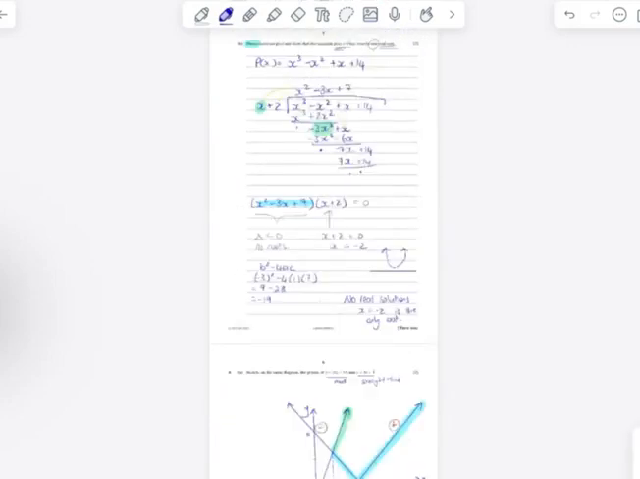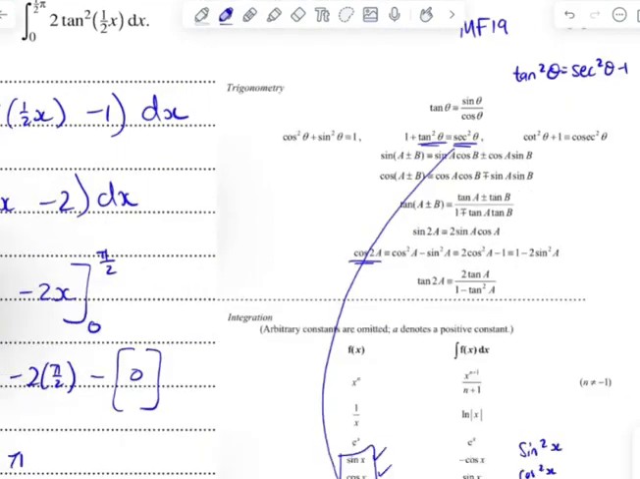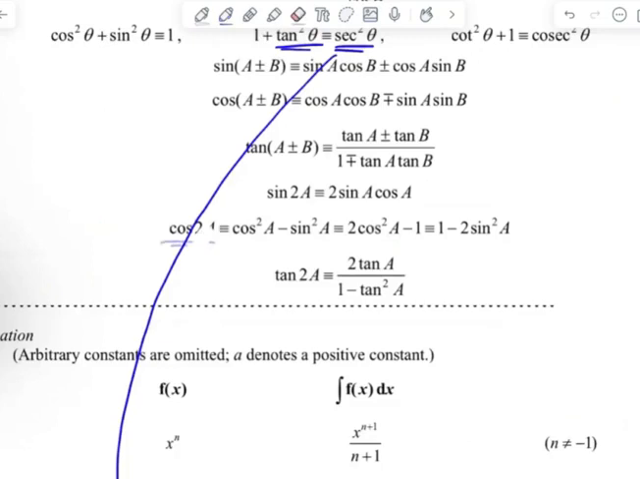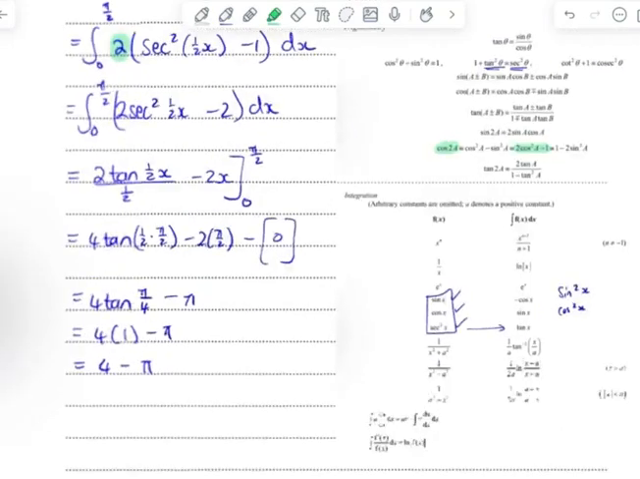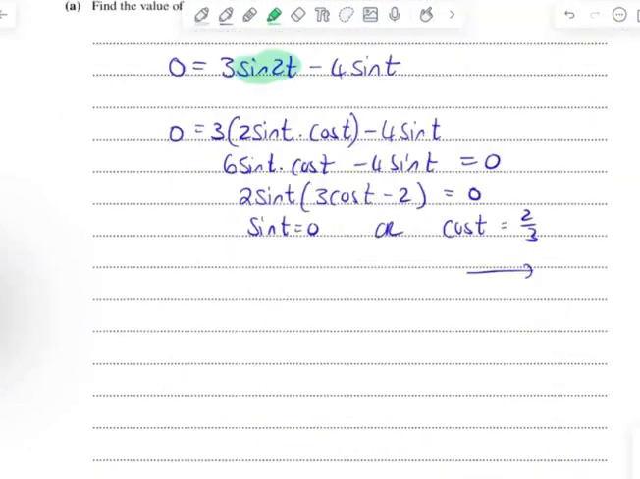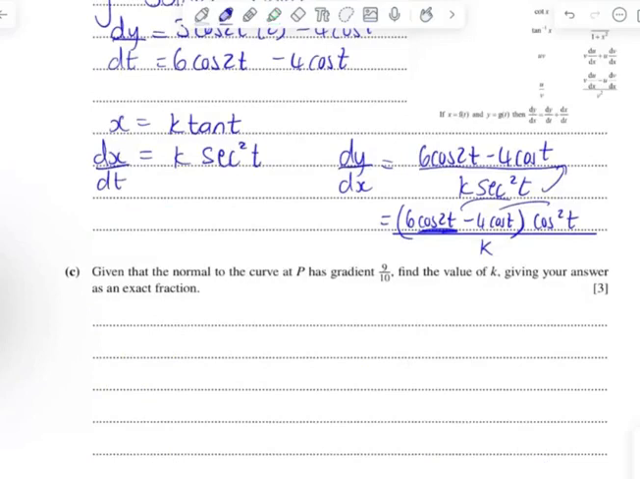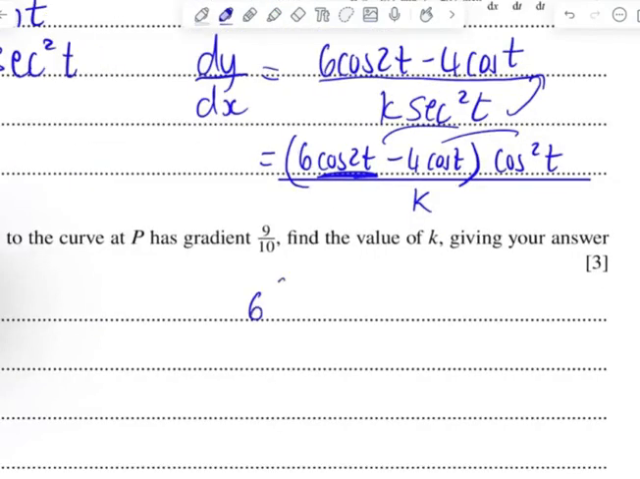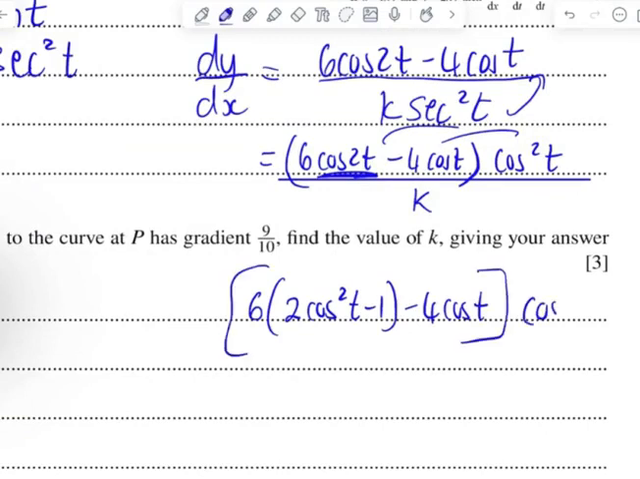And I'm just going to go grab my MF19. So my cos 2t, this one over here, we can change it to 2 cos squared t minus 1. So that is important to change. Okay, this becomes 2 cos squared t minus 1. This whole thing is multiplied by cos squared t, and it's over k.